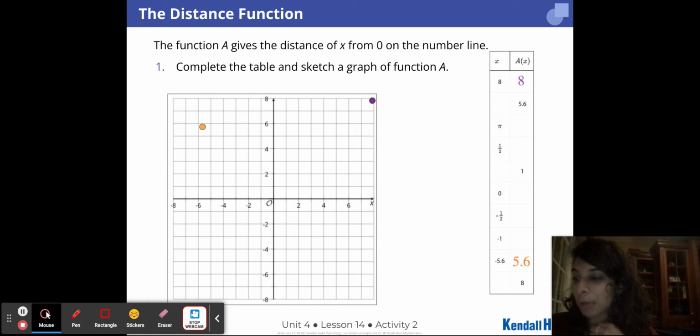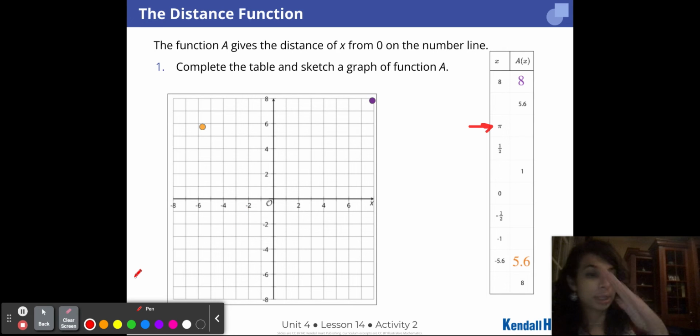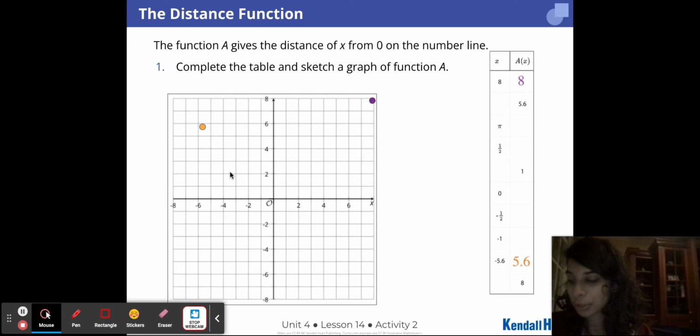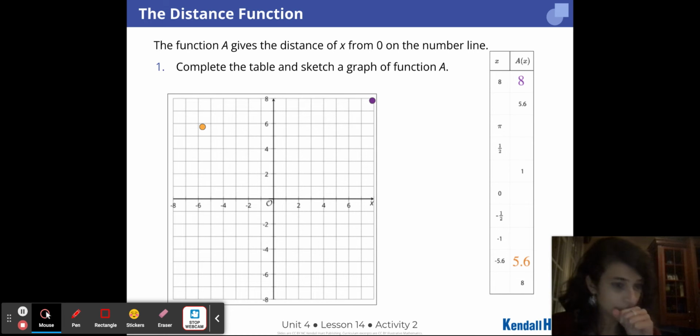I want you to take the time now and fill out the rest of your table. A very big hint: if you need to Google what pi is, it's 3.14. Pi is a positive number, so pi is the same distance as it is from 0. I want you to complete the table and sketch a graph. Connect all your values together and tell me what shape it gives you. Afterwards, explain how both equations work. Elena's equation represents an actual absolute value equation. And tell me how Andre's, which is a piecewise function, which we did last time, also represents my function A.